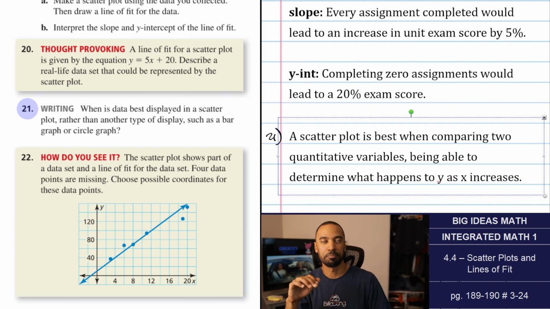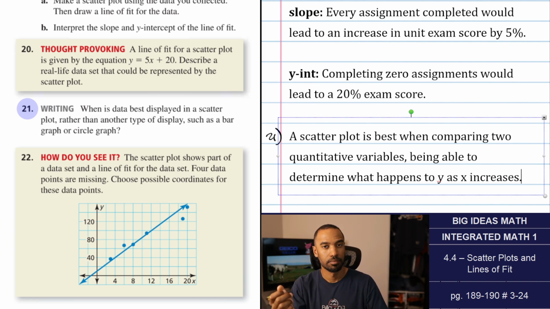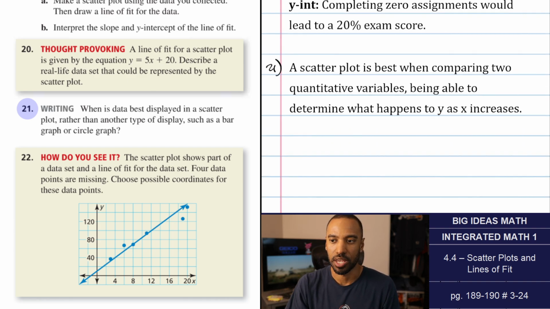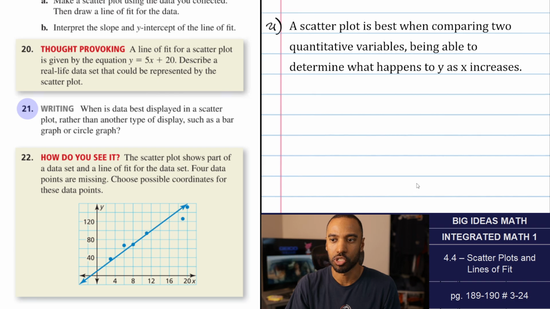The other ones can be qualitative. The other ones can just be for a single variable. And then, well, I guess percentages within that variable and things like that, right? A circle graph, I'm thinking of a pie chart. So I think that's best for scatterplot in those situations.